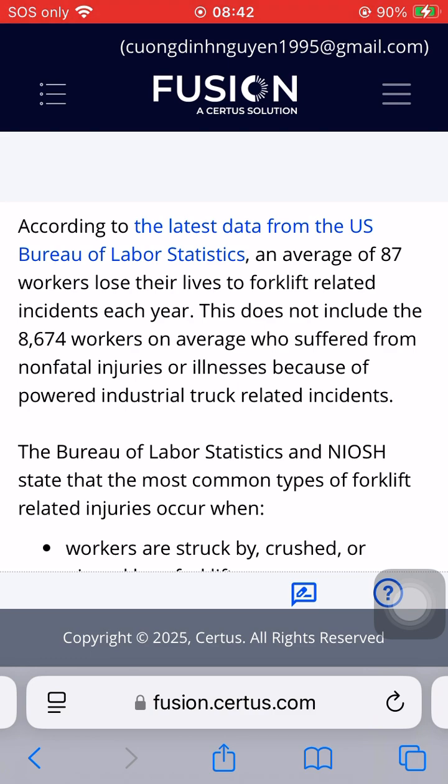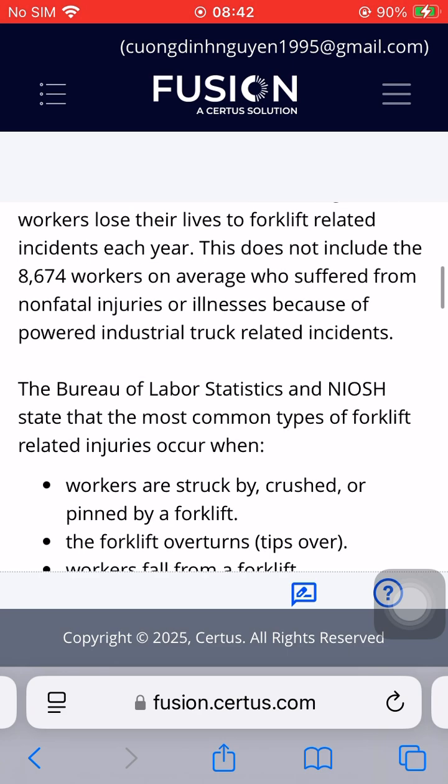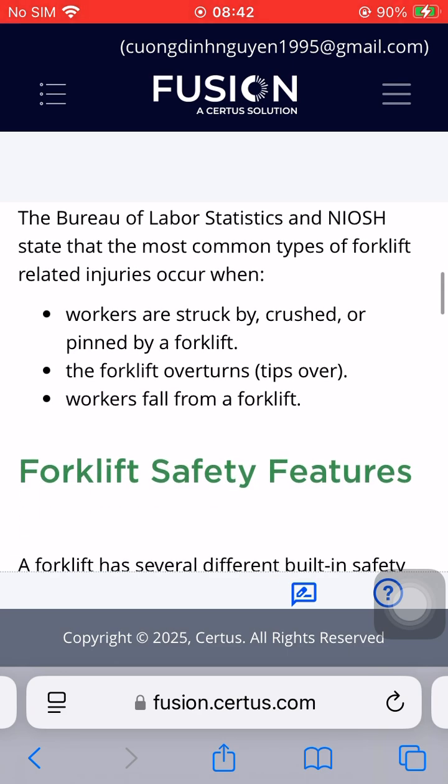This does not include the 8,674 workers on average who suffered from non-fatal injuries or illnesses because of powered industrial truck-related incidents. The Bureau of Labor Statistics and NIOSH state that the most common types of forklift-related injuries occur when workers are struck by, crushed, or pinned by a forklift, the forklift overturns or tips over, and workers fall from a forklift.